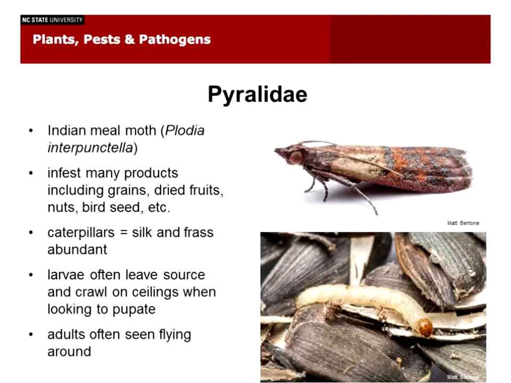Now the larvae, when they're ready to pupate, often leave the source and spread out. Oftentimes we found them climbing on ceilings and pupating in the corners and the edges of ceilings. They'll turn into a little amber pupa and then come off, and you may notice the moths flying around. They're the classic little brown moth that's flying around in your kitchen, which could be a sign that there are infested products around.